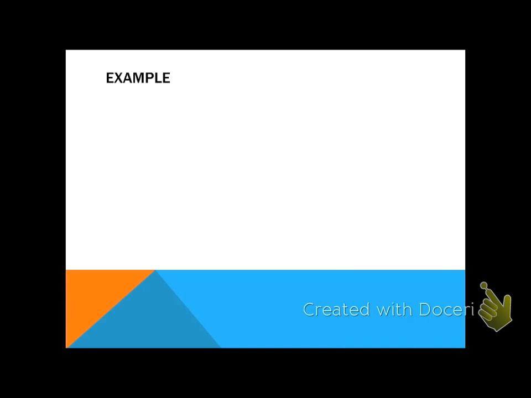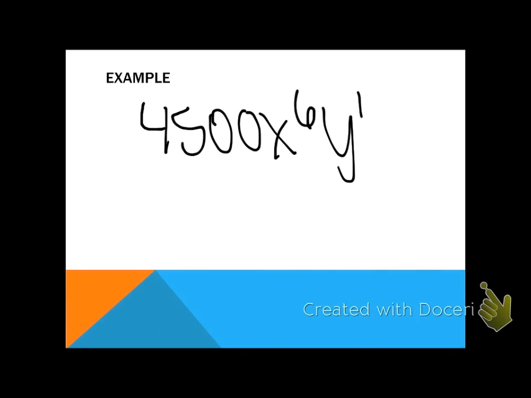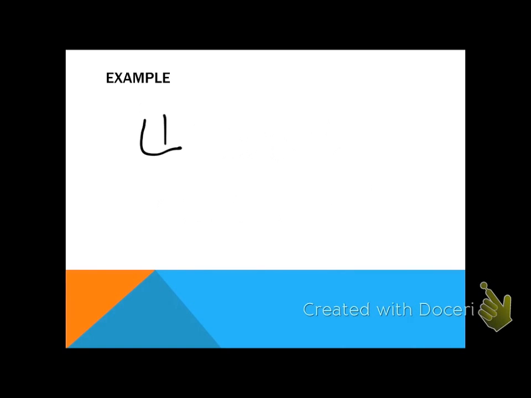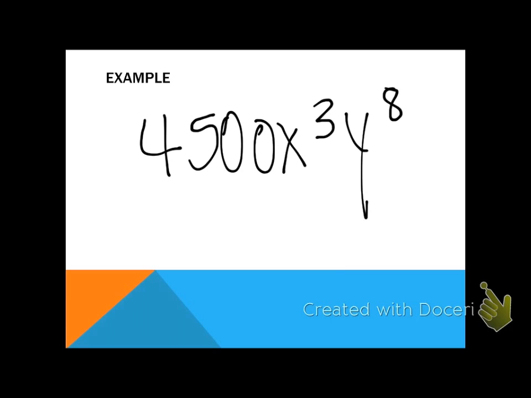This simplifies down to 4500x^6y^12 over y^4 times x^3. This can be simplified down again into 4500x^3y^8.